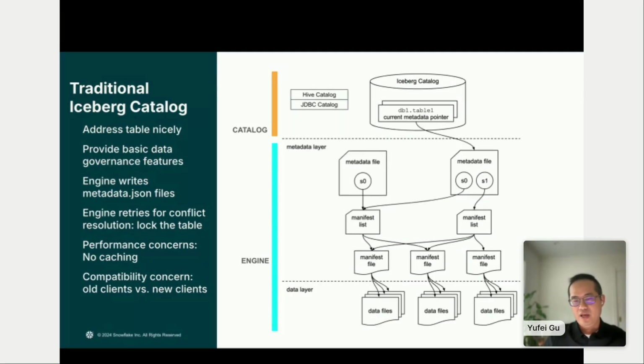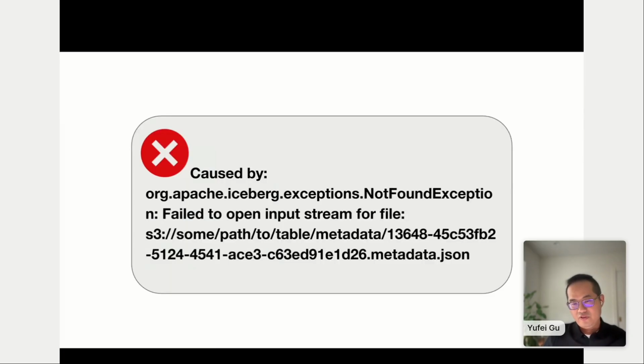Yeah, metadata files, manifest files, right? So imagine one new table property has been introduced into the Iceberg table. Then the older clients will never know that, and they just erase that new property, which might break the new clients. So this is a very typical problem we met about 3 years ago.